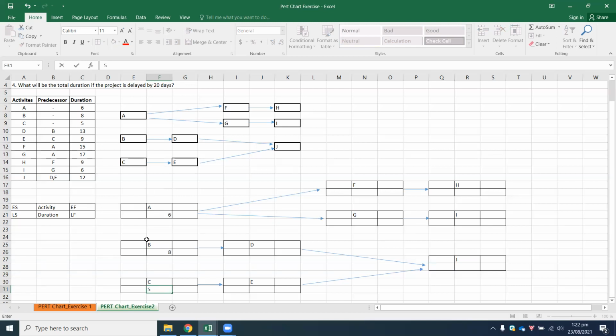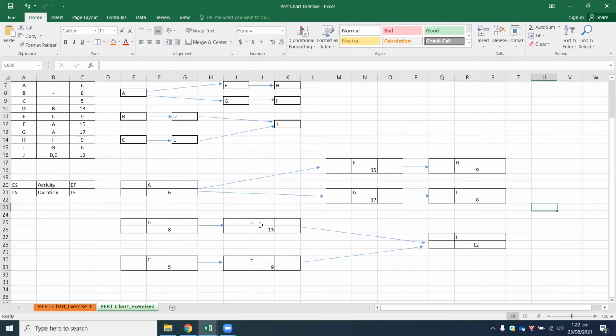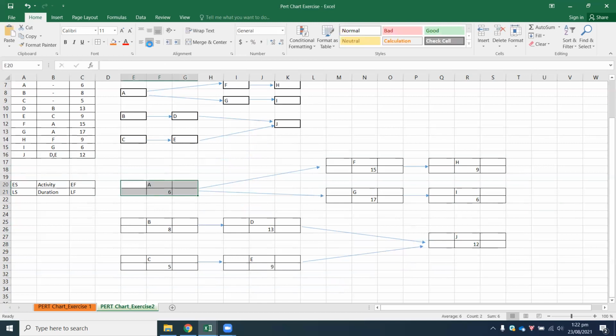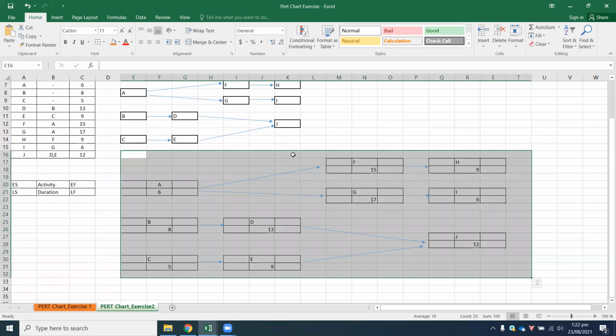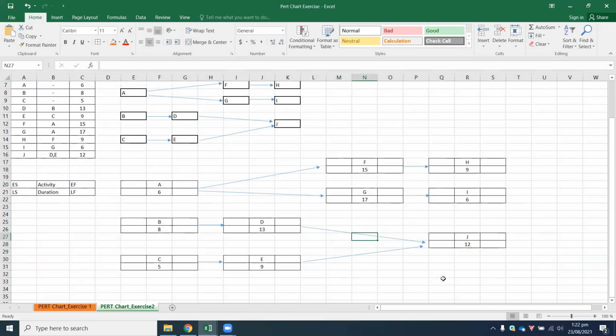So this is 6, 8, 5. For activity D, our duration is 13. Activity E, our duration is 9. Activity F, our duration is 15. Activity G, our duration is 17. Activity H, our duration is 9. Activity I, our duration is 6. And activity J, our duration is 12. So let me just put all of these center aligned. Okay, and likewise, can have it something like this. Select all of them together and center aligned. Better. Okay, any volunteers, anyone?